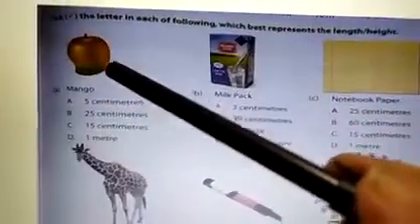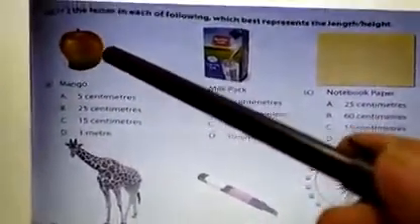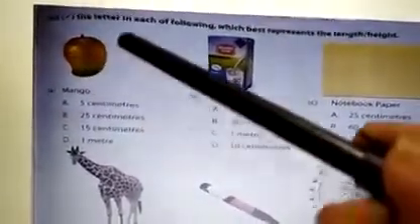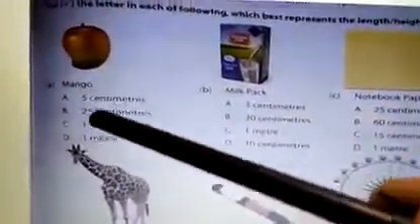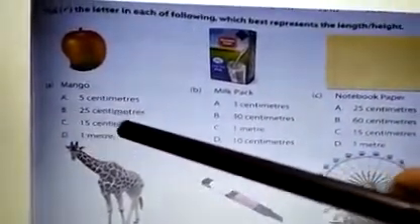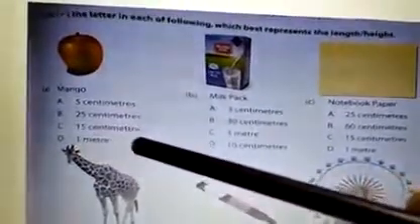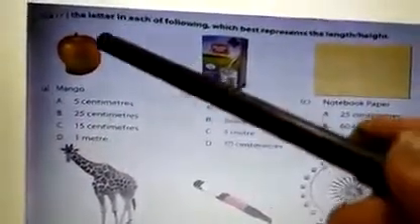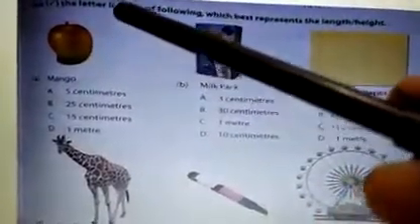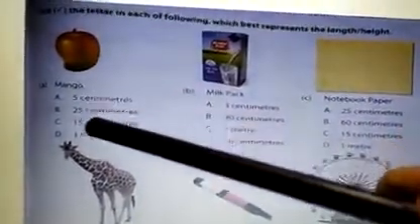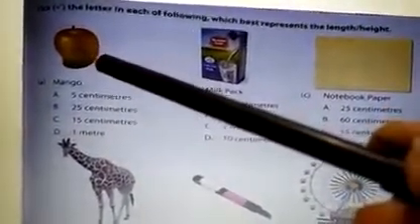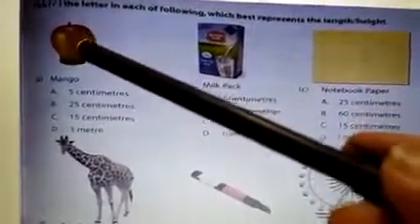First question, here is a picture of a mango. Mango. What is the length of a mango? Options are here. Mango: 5 centimeter, 25 centimeter, 15 centimeter, 1 meter. It is 5 centimeter, 25 centimeter, 15 centimeter or 1 meter. Which is the correct option? I hope you understood it is 5 centimeter.